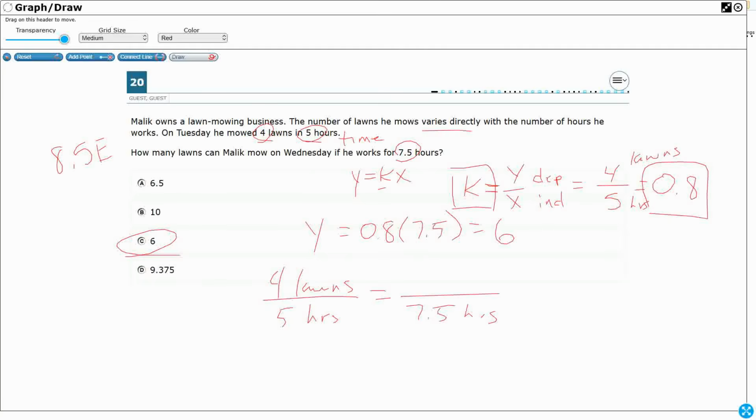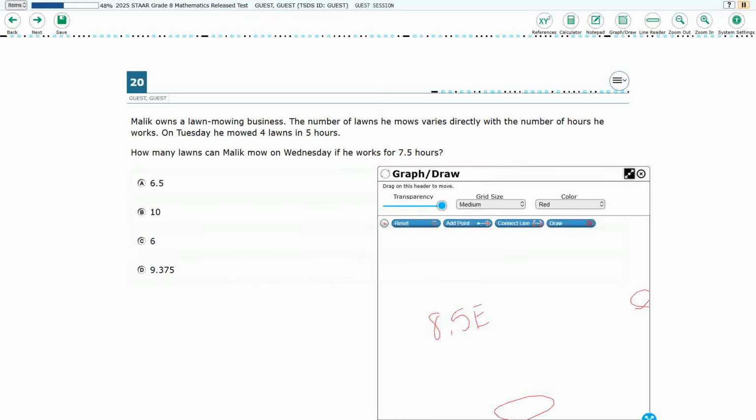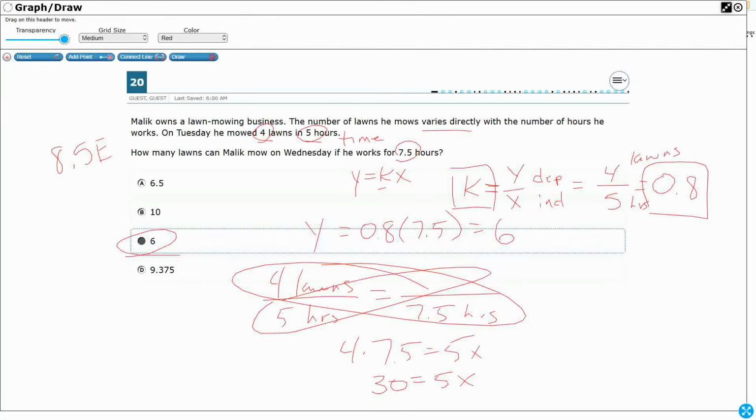equals blank lawns, right? And you would do a little cross multiplication, and 4 times 7.5 equals 5 times whatever that blank is, right? So you have to multiply 4 times 7.5 and then divide by 5. Either way, you're going to end up getting that 6, and so that is going to work. This ends up just being 30 equals 5x, which goes back to 6. So here's our answer. Two different ways to solve it: finding the constant of proportionality, setting up a proportion like we would if we were in 7th grade.